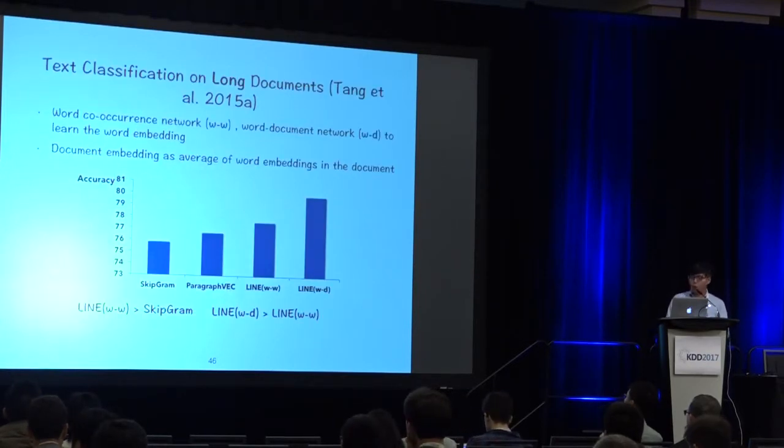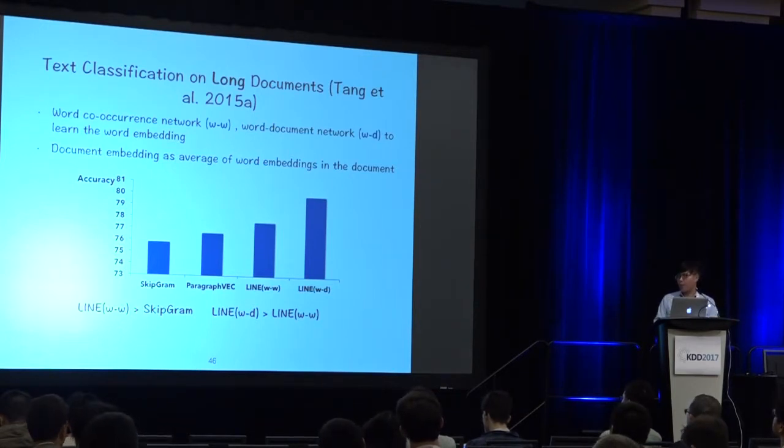And we also evaluate the quality of the word representations using the task of text classification. So we construct the word co-occurrence network and the word document network to learn the word embeddings. And for document embedding, we just take the average of the word embeddings in the document, which is used for document classification. Here are the results of different algorithms for text classification. We can see that in the task of text classification, LINE with the word co-occurrence network still outperforms the skip-gram model. The reason is the same, because the word co-occurrence network can capture the global distribution of the word co-occurrence.